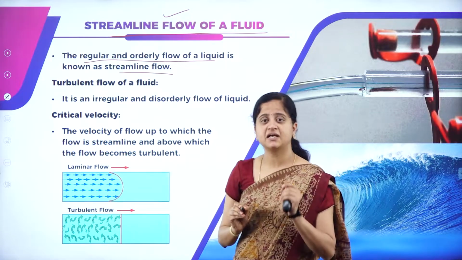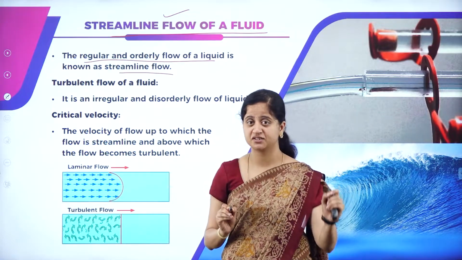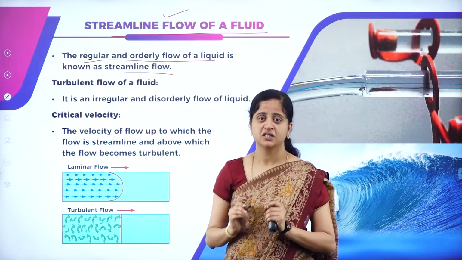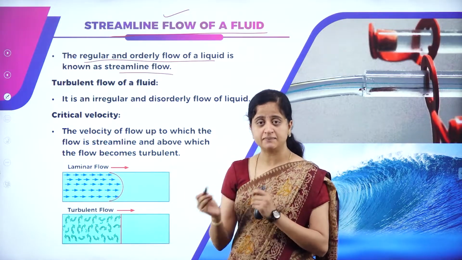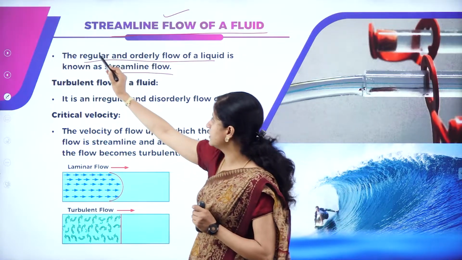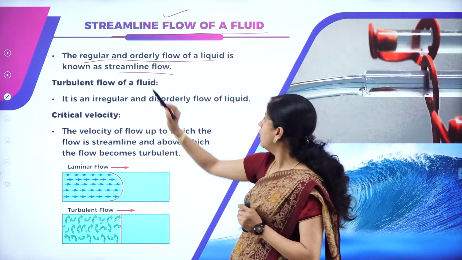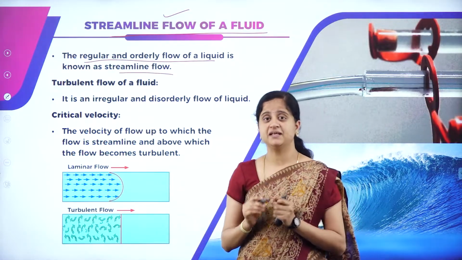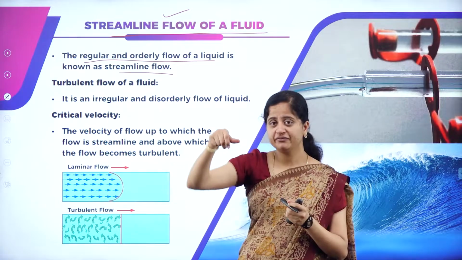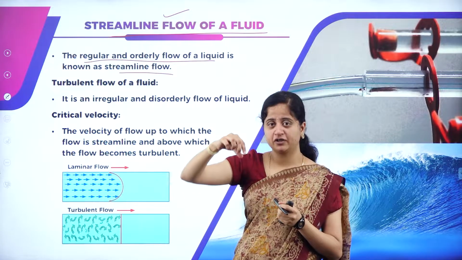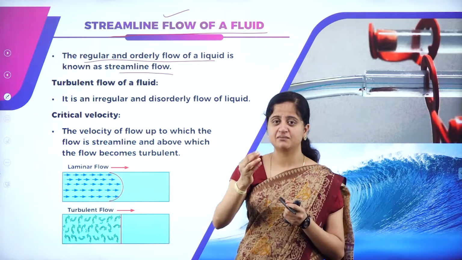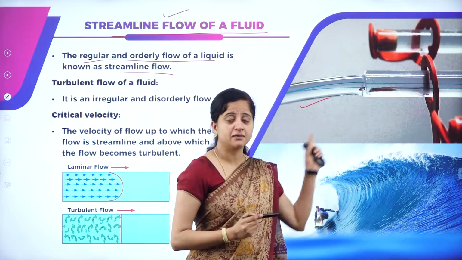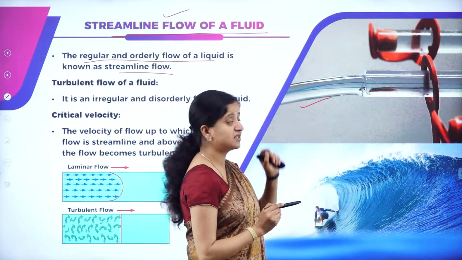So the differences can be asked between the streamline flow and the turbulent flow. We must know the meaning of streamline flow first to differentiate between the two types of flows. So streamline flow is nothing but the regular and orderly flow of a liquid. In daily life we may experience this. Whenever we open a tap, when the water is flowing slowly, we can observe the soft flow of water like this. We might have all observed this. So this is called streamline flow.